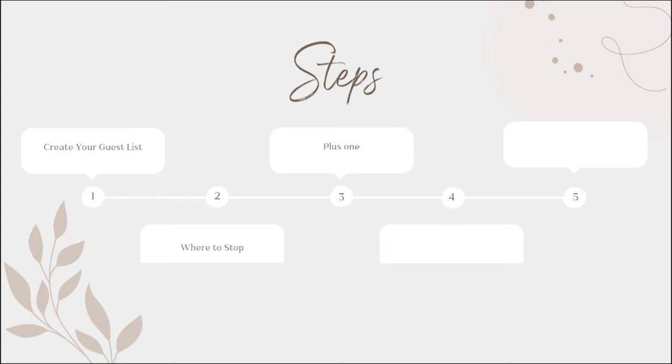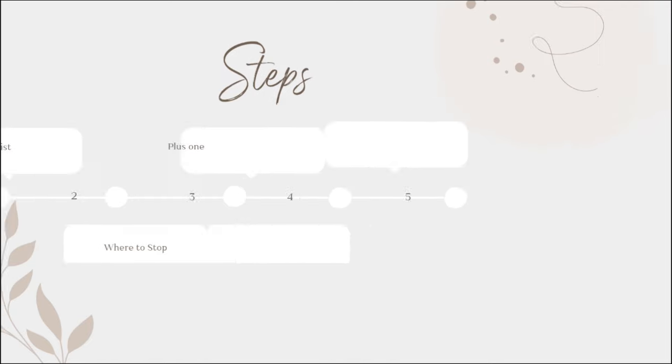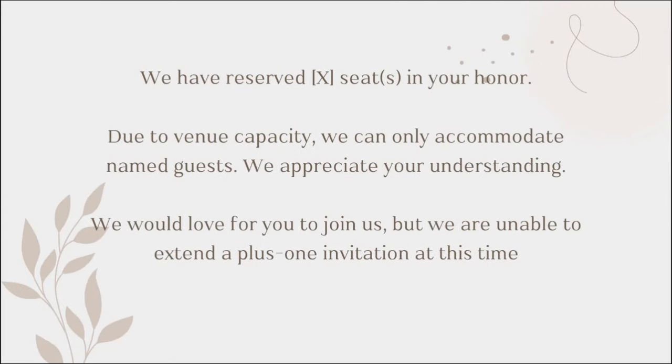Once you've established your policy, make sure to communicate it clearly in your invitations. You can specify on the invitations whether a guest is allowed to bring a plus one. This way, there won't be any confusion and guests will know what to expect. On the screen, you see some examples on how to specify this in the invitations. You can also send the invitations only with the name of the person you want to invite, and don't add the partner's name.